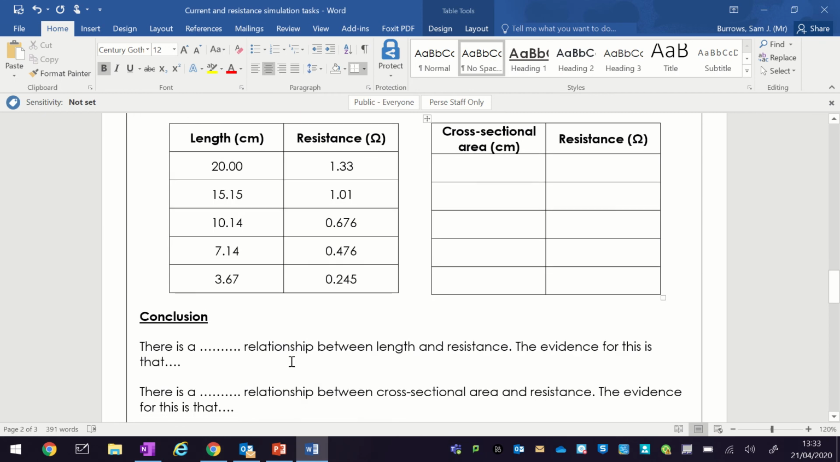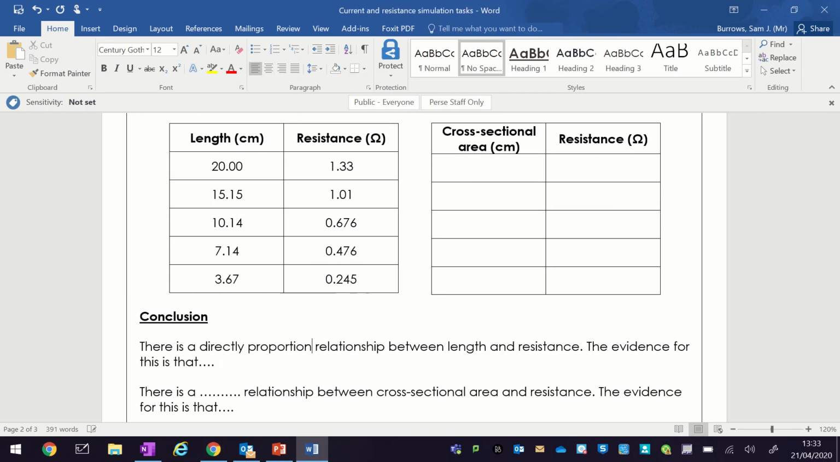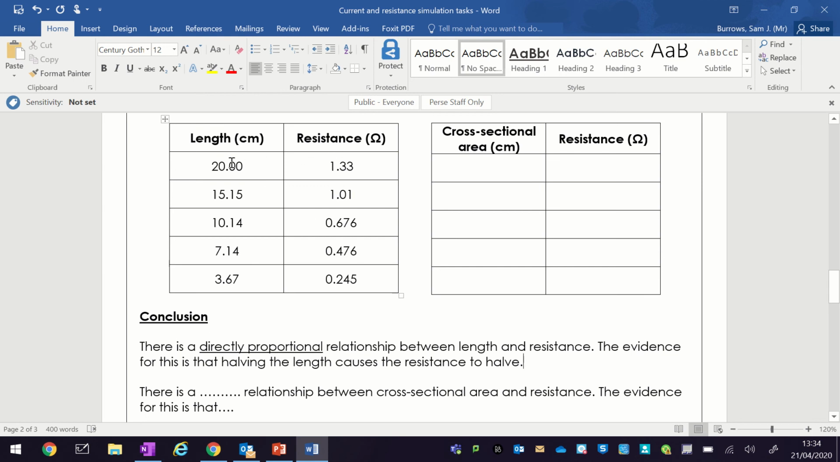Actually, let's draw a conclusion before we do anything. I'm seeing a directly proportional relationship between length and resistance, and you can see the evidence in this table here. When length is 20 and it's halved to about 10, resistance halves as well.